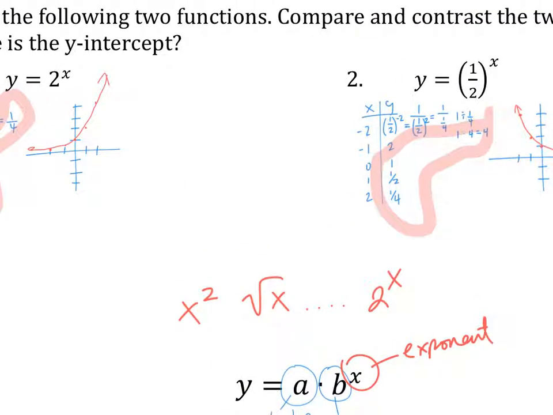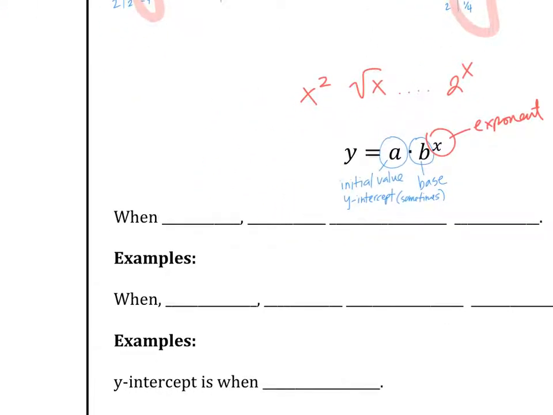Now, if you look at these two graphs, 2 to the x goes up, 1/2 to the x goes down. Why do you guys think that is? It has something to do with that number, right? That's the only difference. Okay, so when b, which is the base, is greater than 1, it is exponential growth.